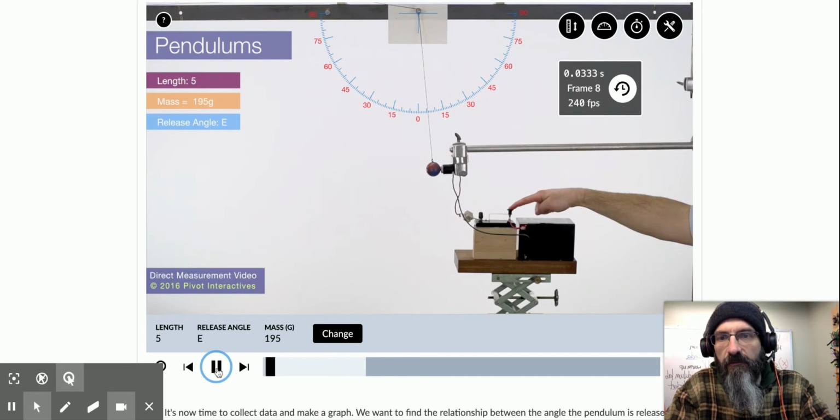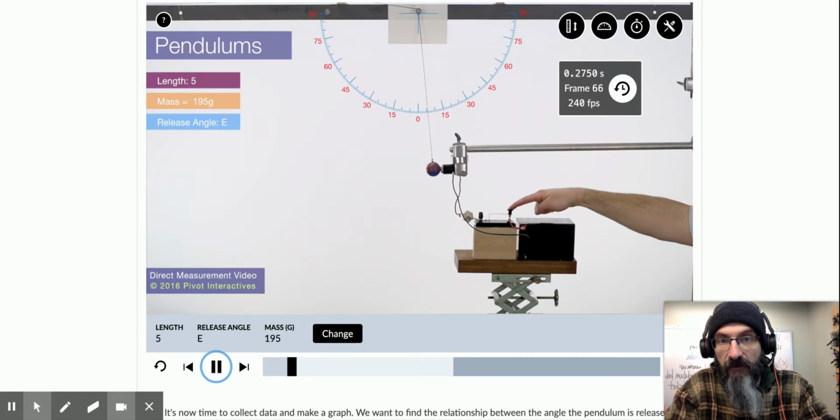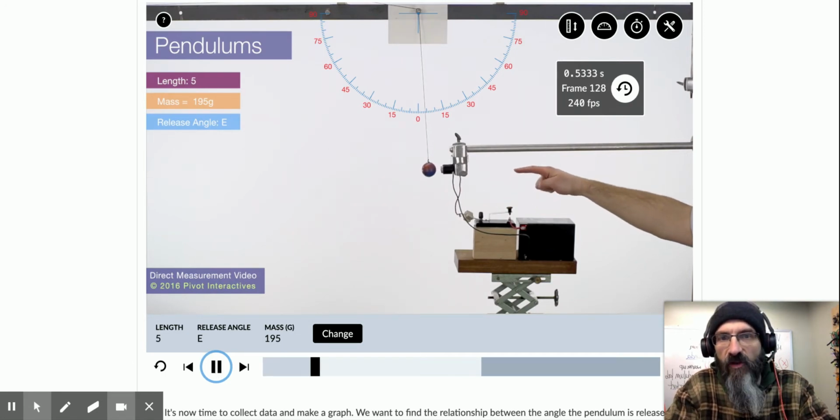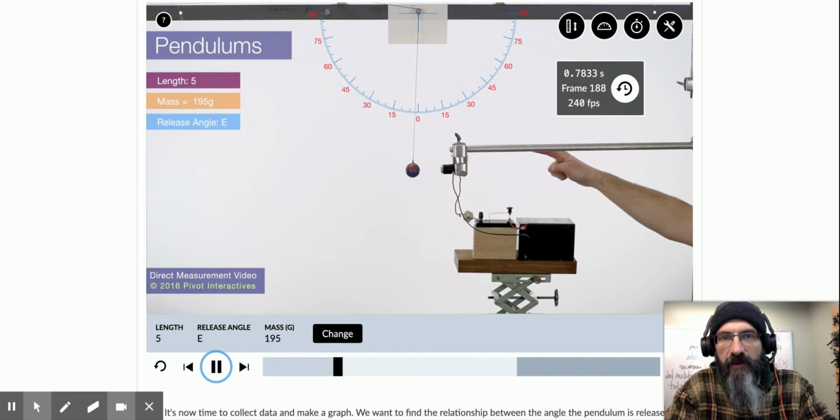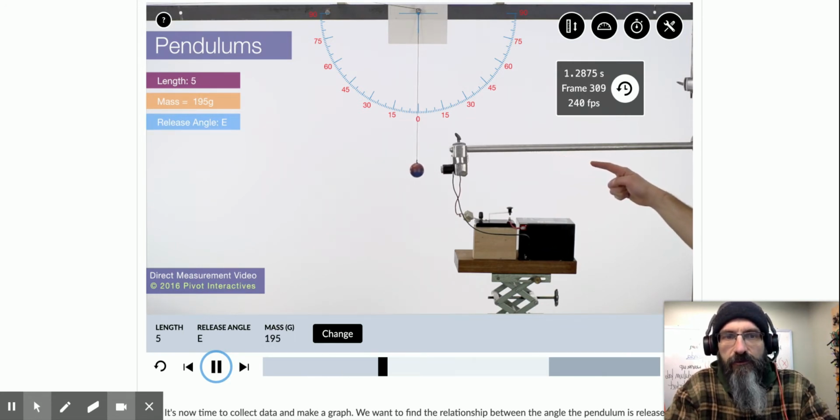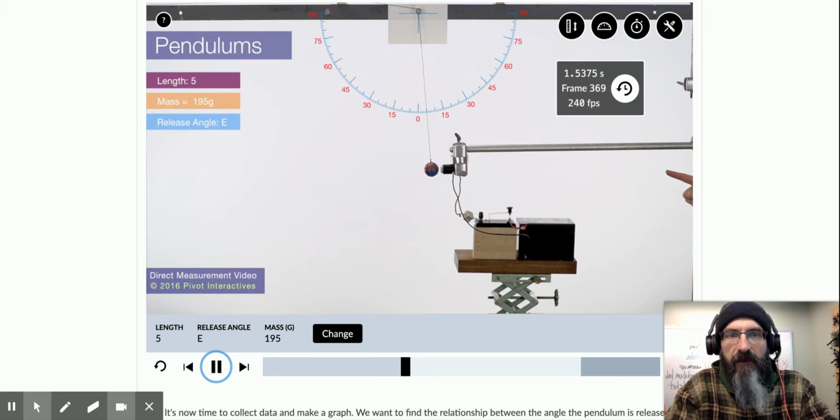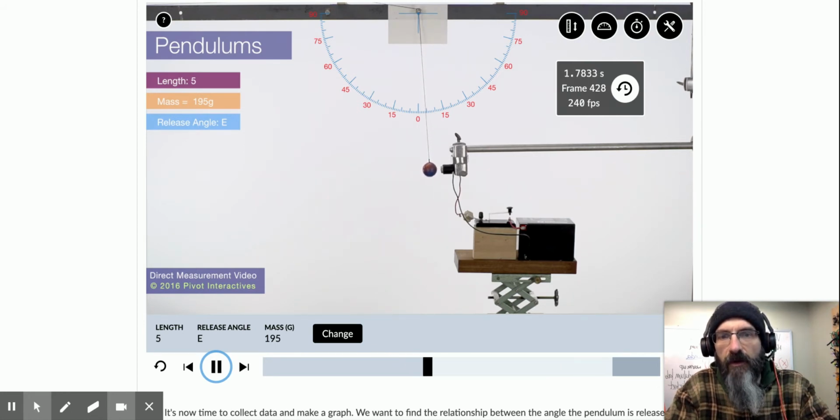Play the video, and we'll see nothing happen. And then in slow motion, the person lets the pendulum start swinging, and we get 2 or 3 swings of the pendulum after that. What we're going to do is measure how long one swing of the pendulum takes.